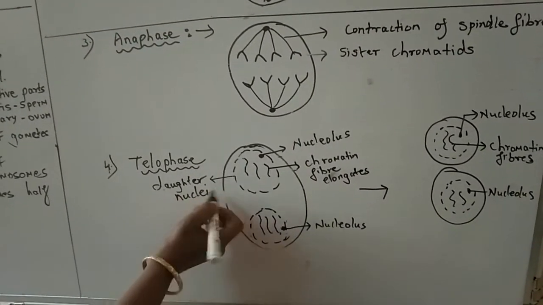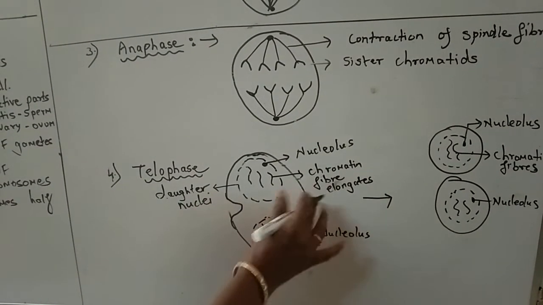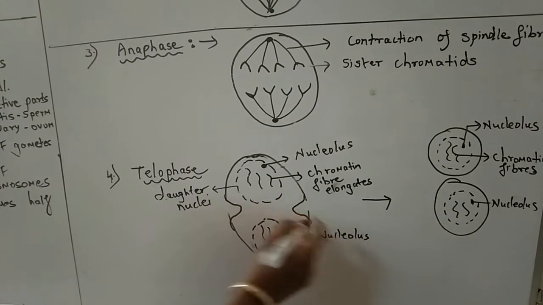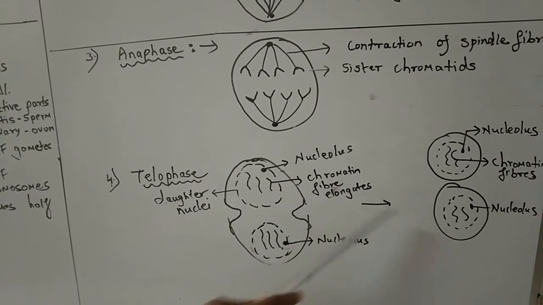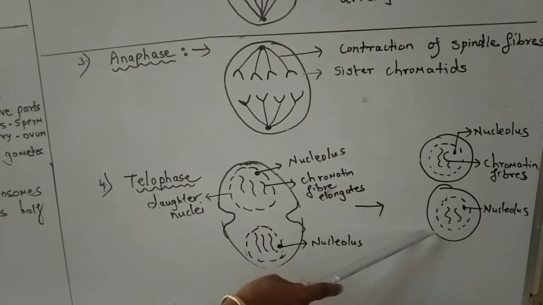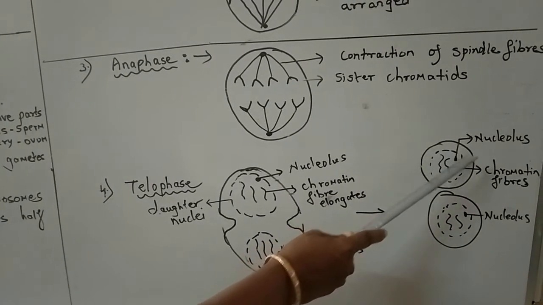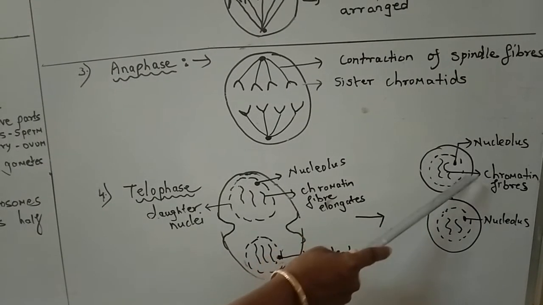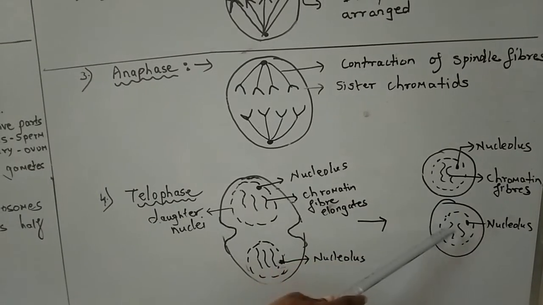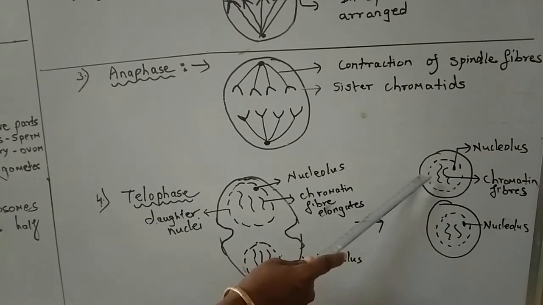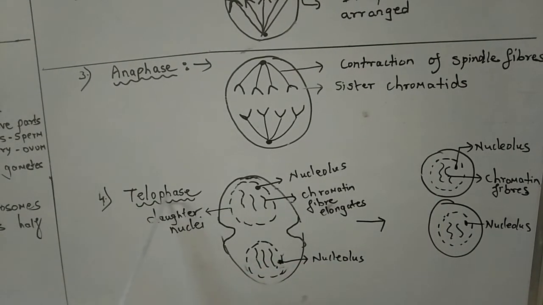Now in case of cytokinesis, the cytoplasm will form a notch over here. This notch increases, and there will be a division of cytoplasm, and two different cells will be formed in this step. In each cell you can see the nucleolus has been developed, the nuclear membrane has been developed, and chromatin fibers could be seen in the nucleus. So two cells will be formed over here, and this step will be called telophase.